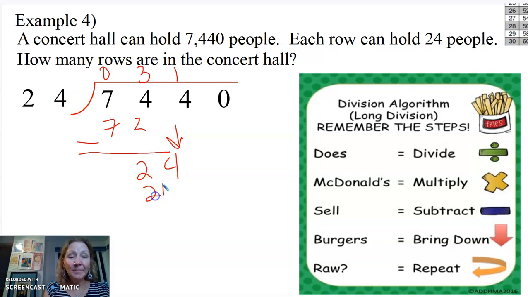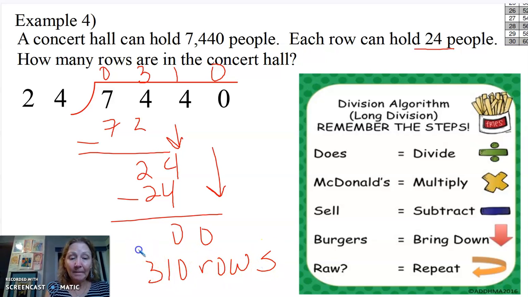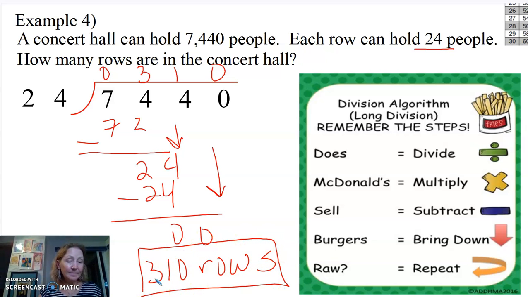1 times 24. Now, here's what I don't want you to skip. Some people stop here. They forget. Oh my gosh, you're bringing down a 0. Can 24 go into 0? No. This 0 needs to be over the 0. Every digit in the dividend needs a number above it to make sure we got the right answer. The answer is a concert hall can hold 7,440 people. If each row is 24, how many rows are there? It was kind of like the area question. There are 310 rows. All right. Good luck on the homework.